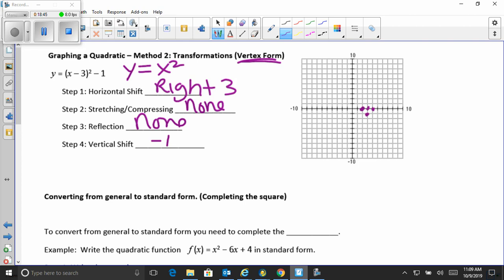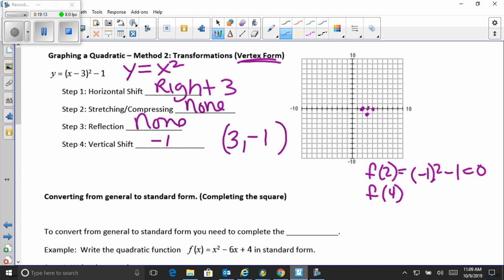And you could plug those points in if you wanted to. If you wanted to do the f of 2, just to see where it is, that would be 2 minus 3 squared minus 1, which is 0. Then you could do the f of 4, because that's on the other side of the vertex. Our vertex was positive 3, negative 1. On the other side of it is 4. If we plug that in, you would get 1 squared minus 1, which is 0. You could do a few more points if you wanted to.